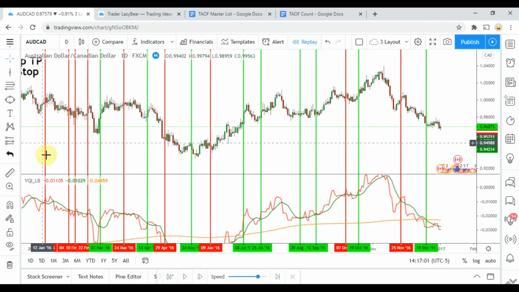So we have 1, 2, 3, 4, 5, 6, 7, 8, 9, 10, 11, 12, 13, 14, 15, 16, 17, and 18. So we have 18 trading signals altogether, and we have 1, 2, 3, 4, 5, 6, 7, 8, and 9 winning trades. And so we got really close to the 60%. That wasn't too far at all.